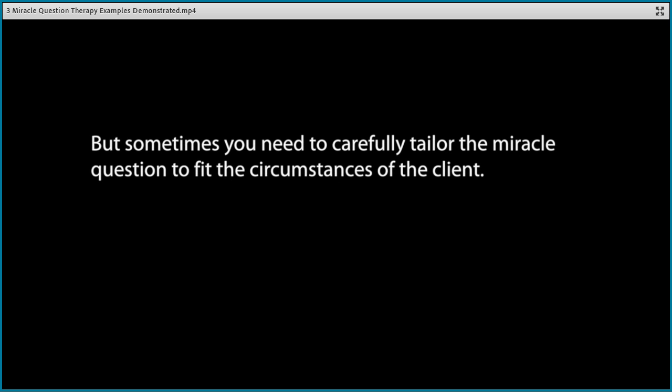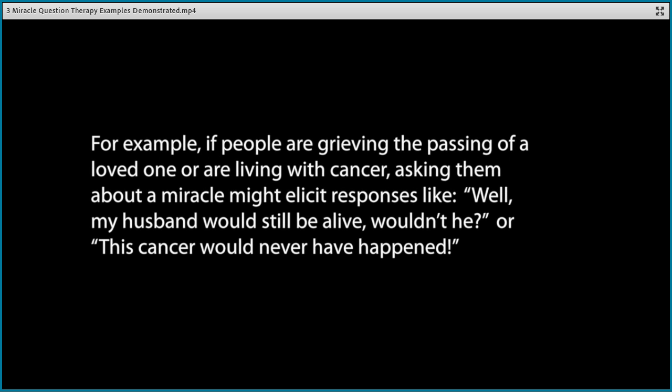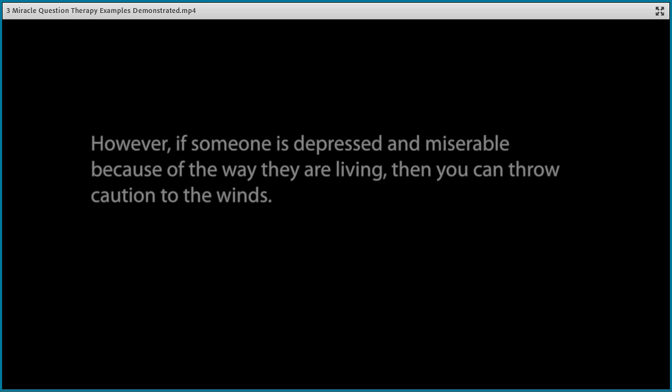But sometimes you need to carefully tailor the miracle question to fit the circumstances of the client. For example, if people are grieving the passing of a loved one or are living with cancer, asking them about a miracle might elicit responses like, "Well, my husband would still be alive then, wouldn't he?" Or, "This cancer would never have happened." The miracle question might not be such a great tactic in such circumstances. Instead, you could ask simply, what will be a sign that you're feeling better in the days to come? However, if someone's depressed and miserable because of the way they're living, then you can throw caution to the winds.